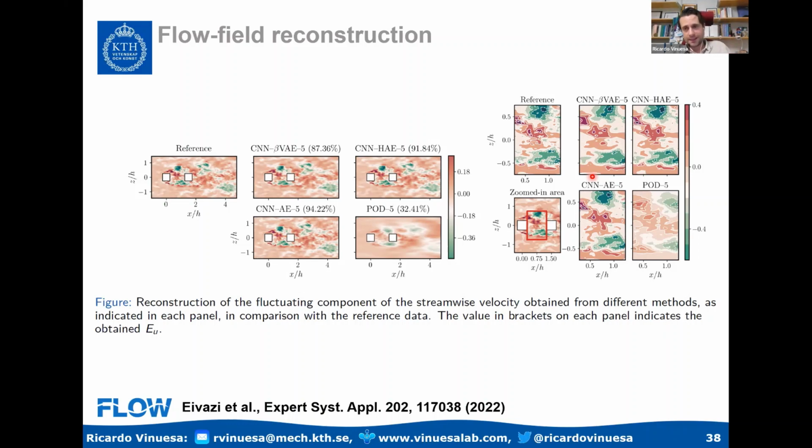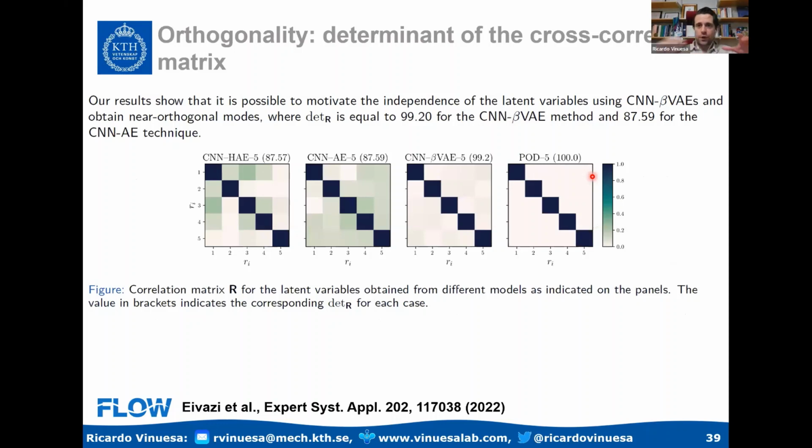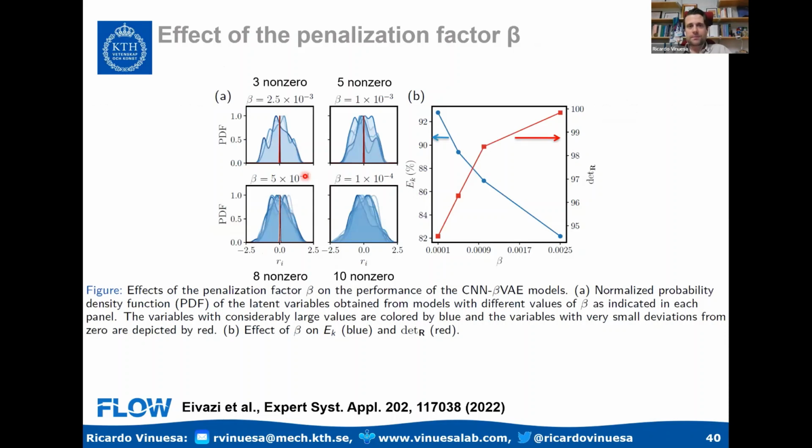And this is very important. If we look at the orthogonality by looking at the determinant of the cross-correlation matrix, obviously the POD has 100% orthogonality. The beta variational autoencoder gives me over 99% orthogonality, which is excellent. And the 2 other autoencoder approaches, the convolutional and the hierarchical autoencoder, both have 87% orthogonality, which means that I cannot really have so much interpretability of the modes, and I will lose quite some parsimonious capabilities in my latent space.